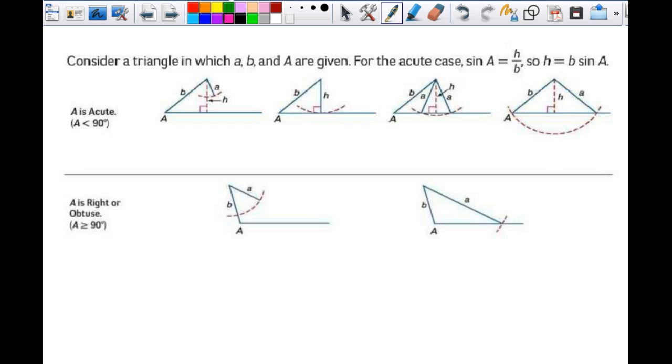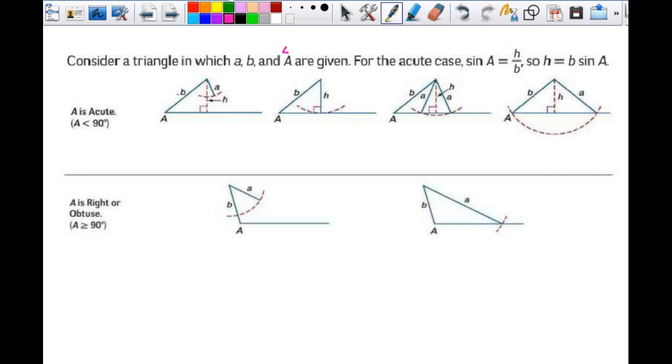when angle A is acute. All right. So it says consider a triangle in which a, little b, and it should say angle A, are given. The notation on these things really drives me nuts. For the acute case, the sine of A is opposite over hypotenuse, because H is the hypotenuse there. So H is b times the sine of A.